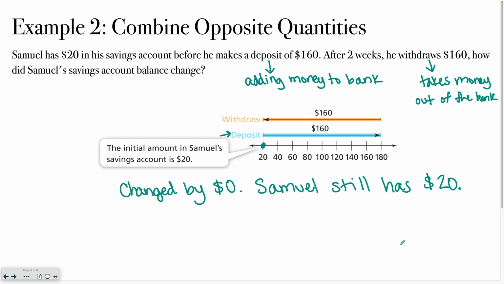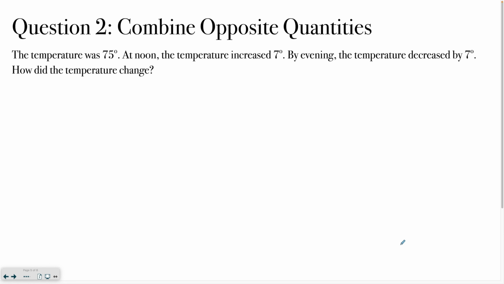You would need to state that the balance did not change overall between the start and the end, right? It stayed the same. And you would probably want to mention that that dollar amount was $20. That didn't change, right?